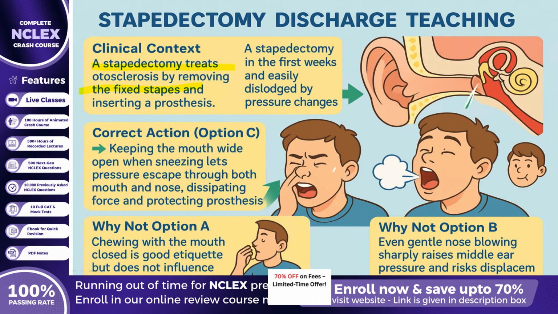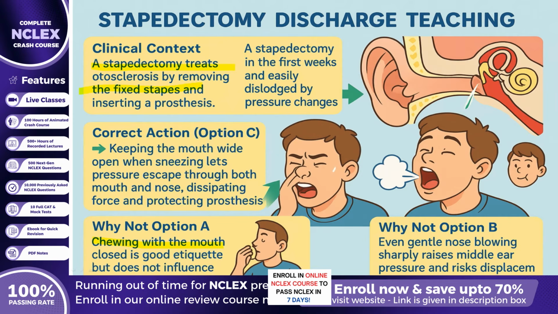On the other hand, option A, chewing food with the mouth closed, is incorrect because chewing habits have no effect on middle ear pressure or prosthesis stability. It is simply a matter of etiquette, not a protective strategy. Moving to option B, blowing the nose into a tissue, even gently, creates high nasopharyngeal and middle ear pressures. This action is strongly discouraged after stapedectomy because it could easily dislodge the prosthesis.